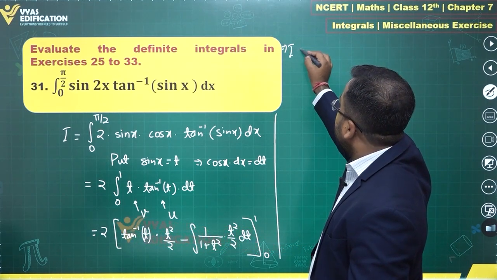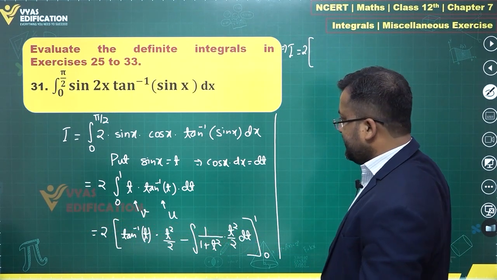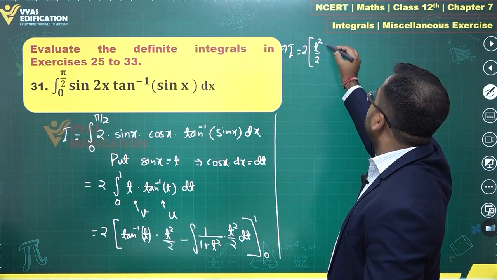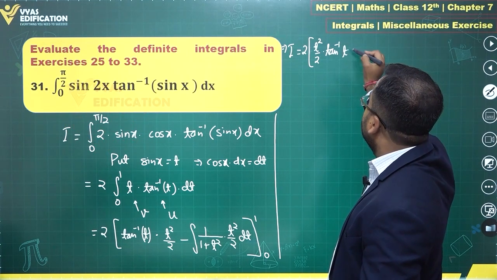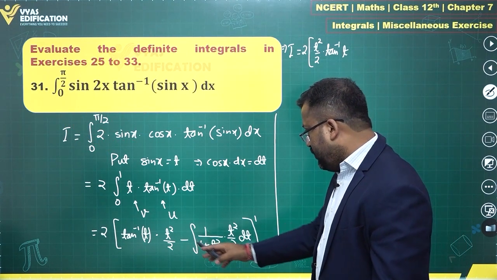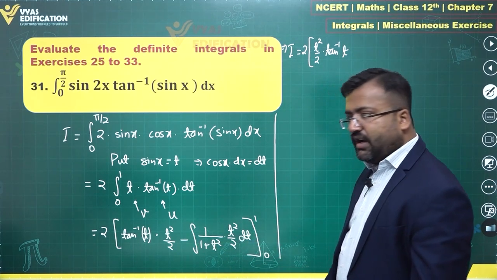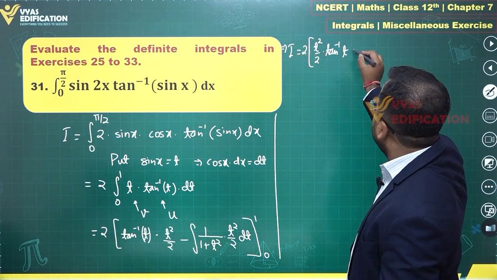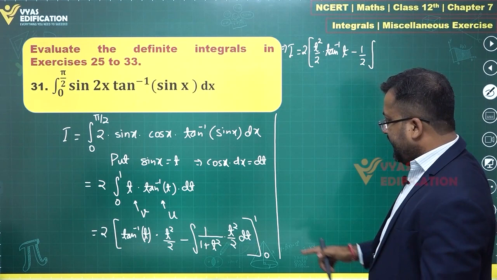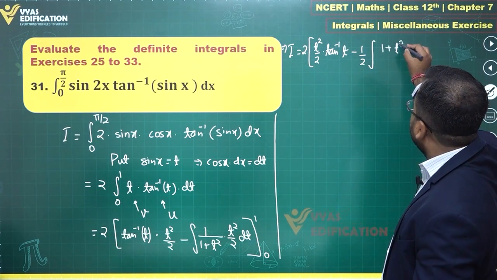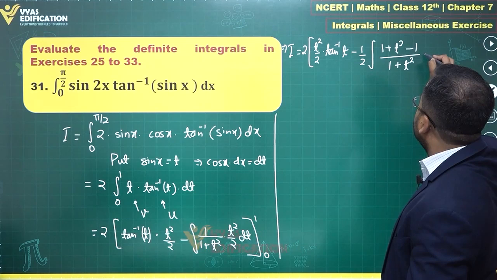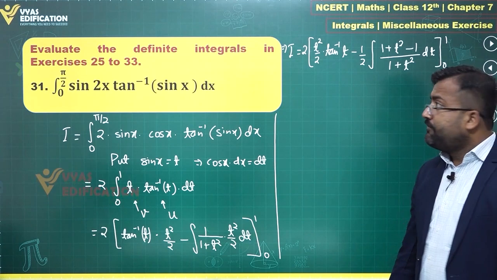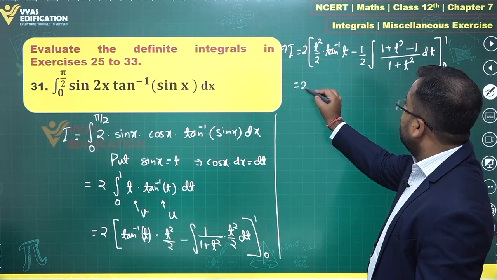So which gives me I is equal to 2 in the bracket. This is t square by 2 tan inverse t. Then you have 1 by 2 outside, and this is t square. For handling this t square, I'll have to divide first and see where that takes me. So 1 by 2 comes out of the integral. I can write that t square as 1 plus t square minus 1, and in the denominator I have 1 plus t square as well, with limits from 0 to 1.